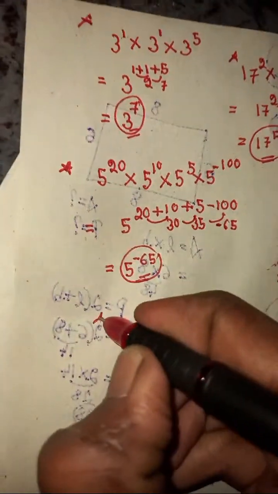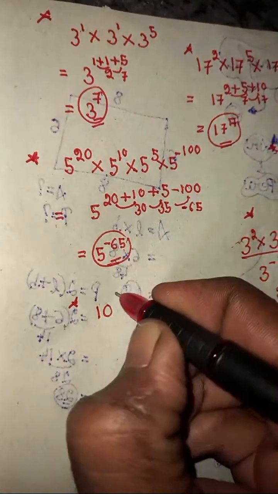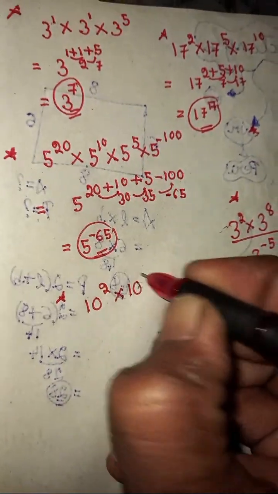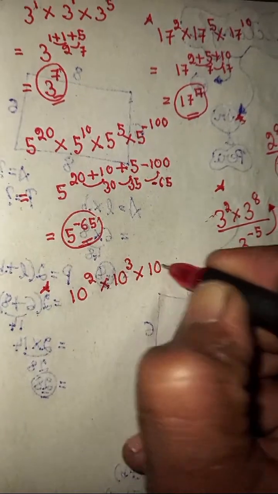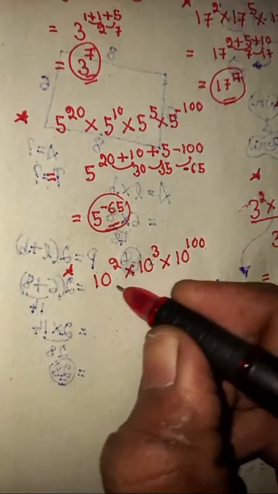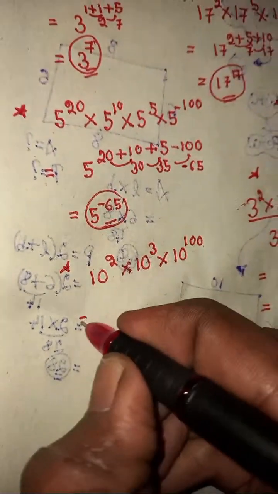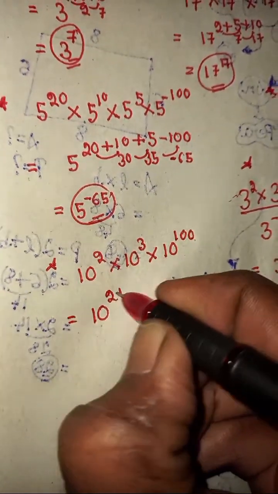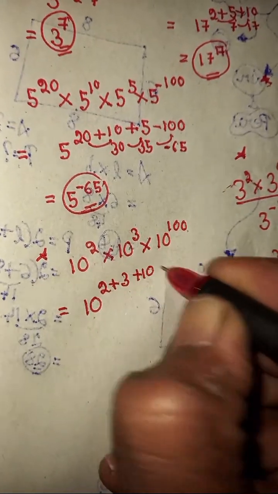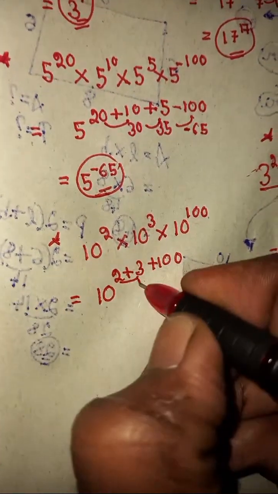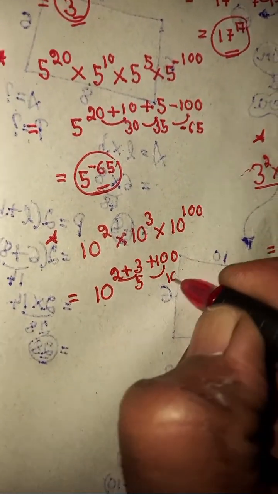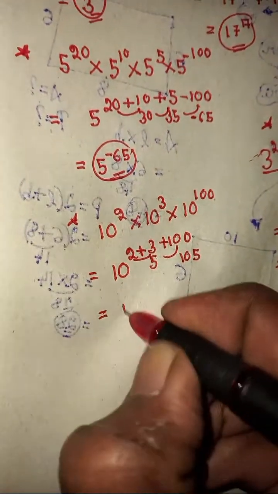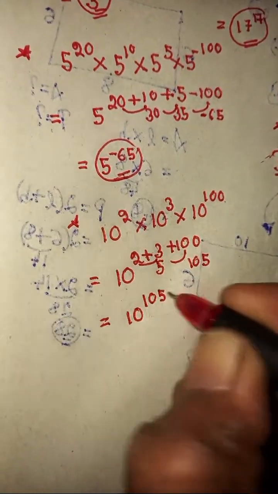And let's take another one. Here they give 10 square times 10 cube times 10 power of 100. Now all of them have base 10, so take 10 as the common base and add up the powers. 2 plus 3 plus 100. 2 plus 3 becomes 5, 5 plus 100 becomes 105. It is 10 power of 105.